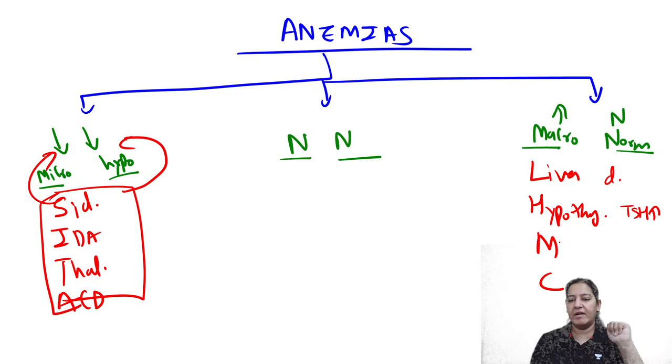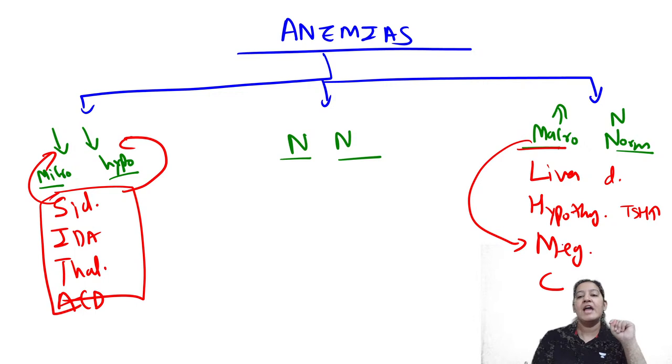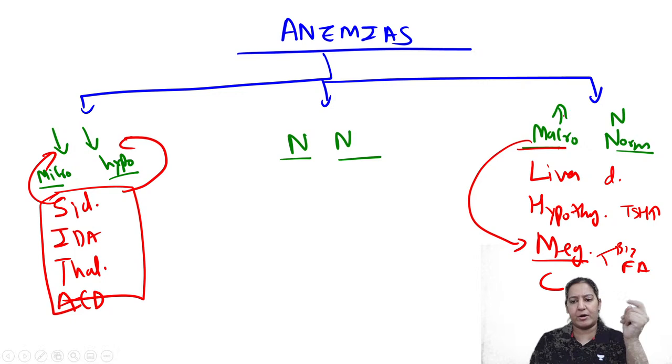macrocytic anemia, right? The third is megaloblastic, the main anemia. Macrocytic mein tum sabko ek hi naam yaad hai, megaloblastic. If I ask you example macrocytic anemia, you will only say megaloblastic. You will not say the other three. Megaloblastic anemia, everyone knows vitamin B12 or folic acid deficiency se hota hai. So megaloblastic anemia is a type of macrocytic anemia.